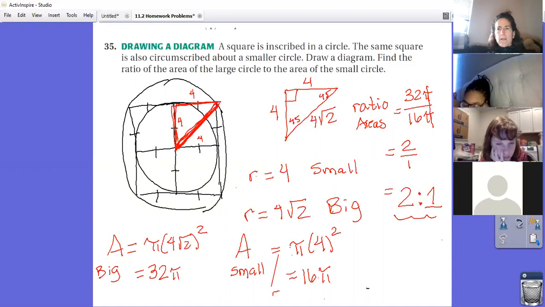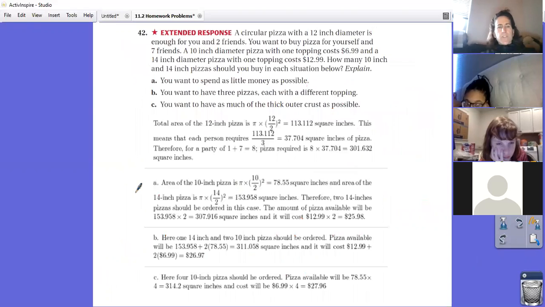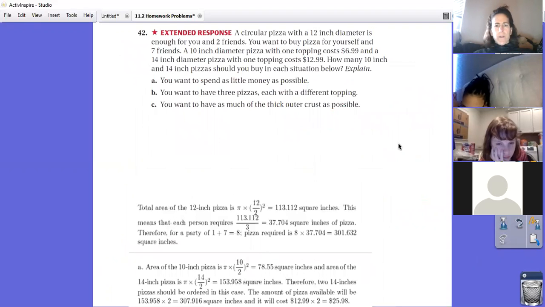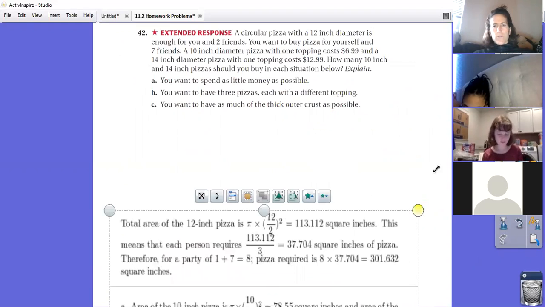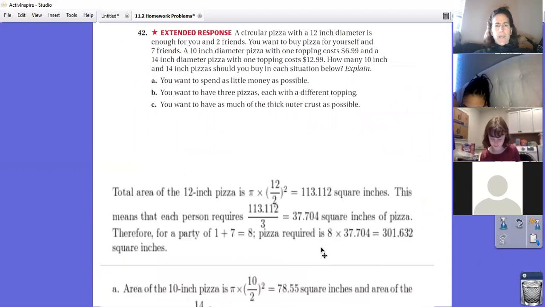And let's look at, there it is. So for number 42, I'd like for you to go back, and I'm going to just highlight this part here. And this will kind of help you. I don't want you to actually read all the answers because I want you to go back and do it.